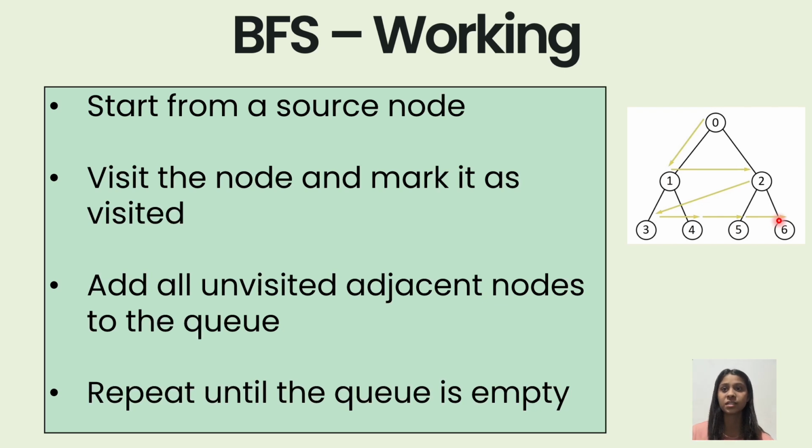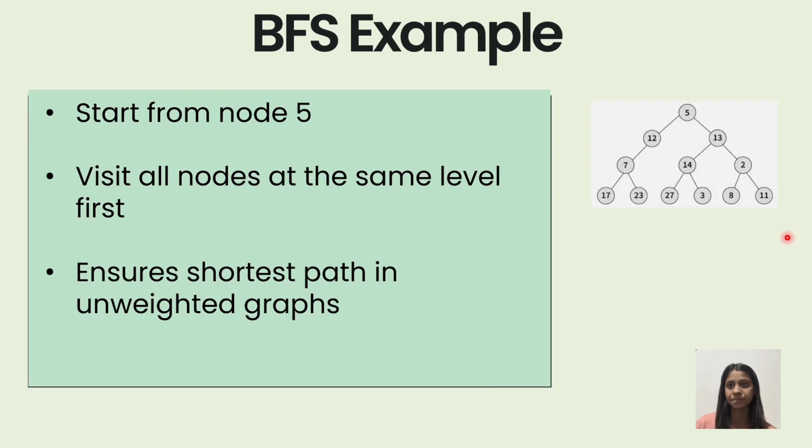So as you can see in this graph, the exact way to go from node to node is like this. You start from level 0. So this is level 0. And then you go to level 1. You complete all the nodes and then you go to level 2. And then you visit all the adjacent nodes. So that's it. If you have understood how BFS works, let's look into this example.